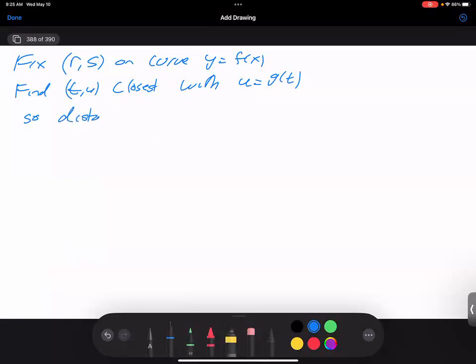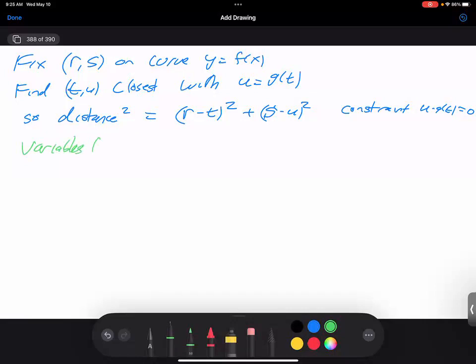So the distance squared is going to be R minus T squared plus S minus U squared. And the constraint is going to be U minus g of T equals 0. So what are my variables? What are my free variables right now? T and U.